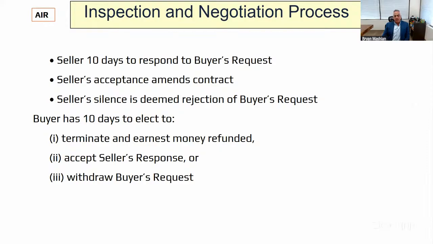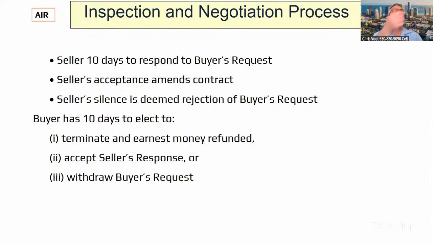Now, if the seller doesn't say anything, then the buyer still has 10 days after that to decide, okay, I don't want the deal anymore, I get my money back. Or if the seller did respond, accept the seller's response, or withdraw the buyer's request and stay in the saddle, stay in the deal, and keep going. So what's important to keep in mind is that, if you go to the next slide, please, Chris.